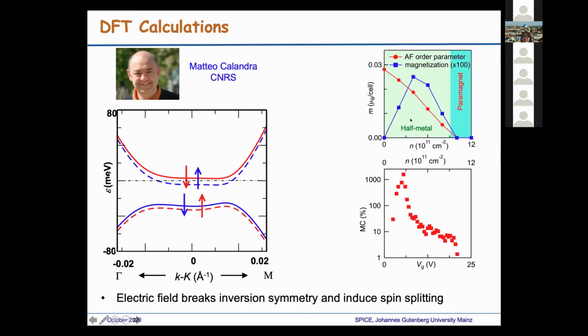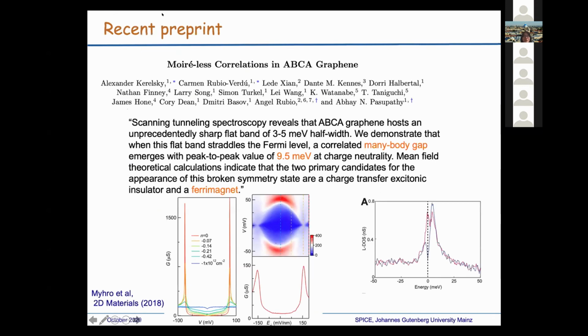I should say some of this work is already published. I just want to mention work from a group at Columbia, where they also study ABCA stacked graphene using STM. They see a many-body gap of about 10 millielectron volts at charge neutrality, and they think it's possibly a ferromagnet.